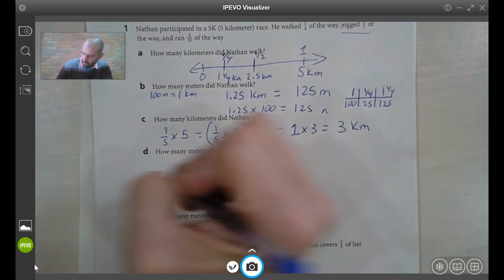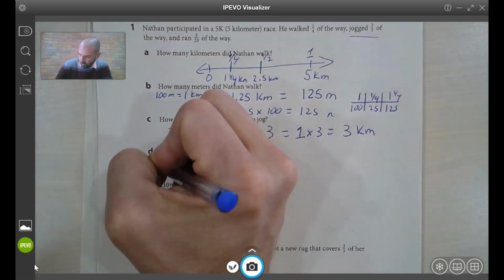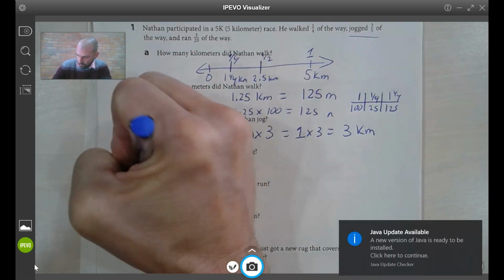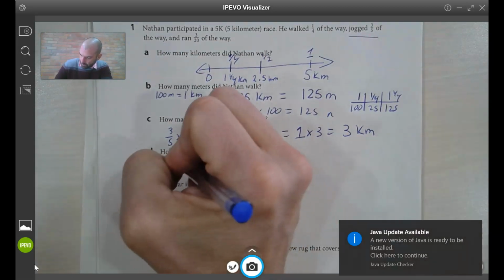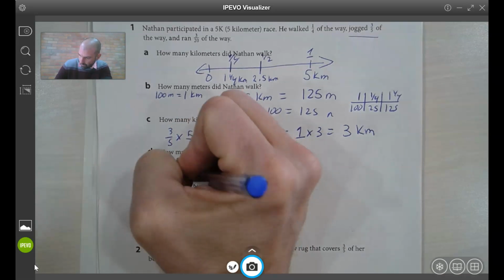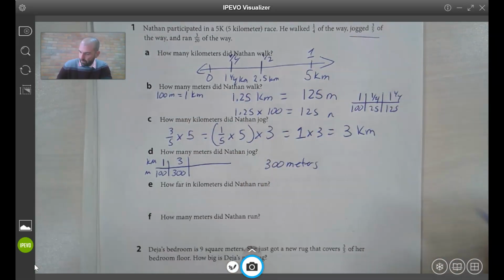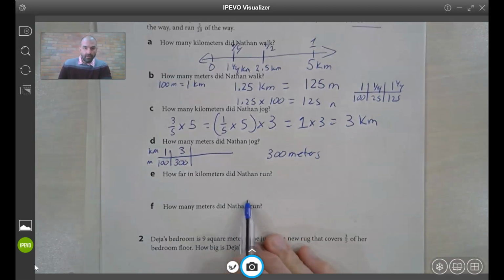How many meters? So again, I could do that. 1 kilometer to meters is 100, so then 3 kilometers is 300 meters. So 300 meters.